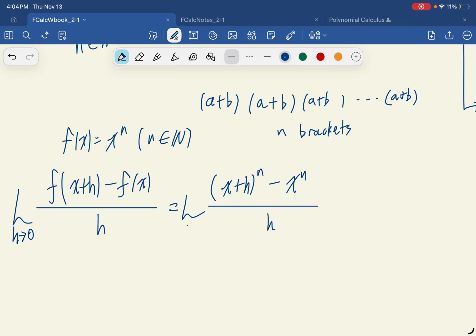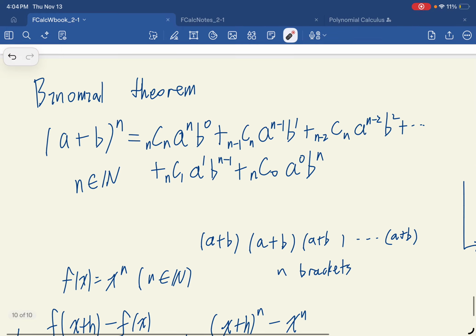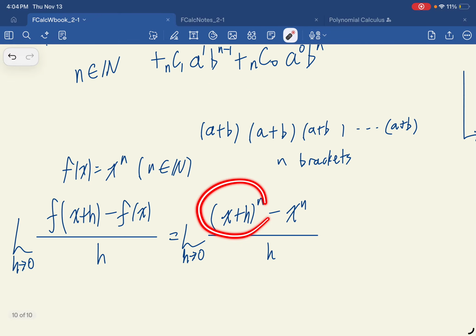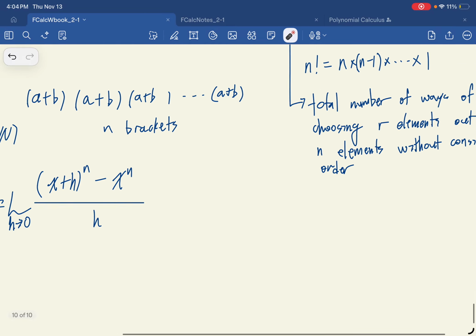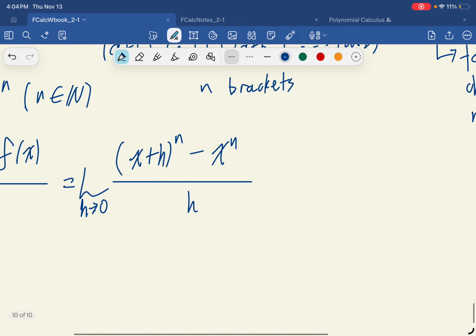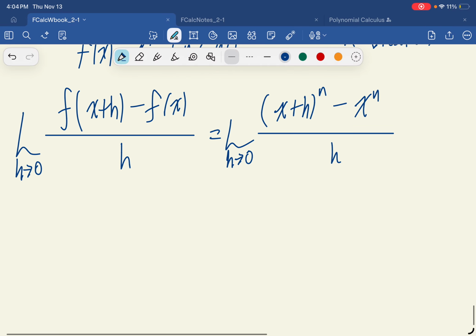goes to 0. And now you realize why we spent all the time trying to expand and learn about the binomial theorem, because we literally have one right here. So we need to expand that all out, right? Because in this state, it's a 0 over 0 limit, and we can't do much about it, right? So limit h goes to 0.